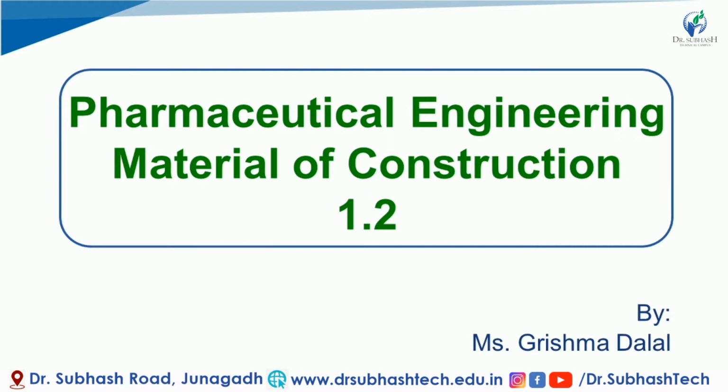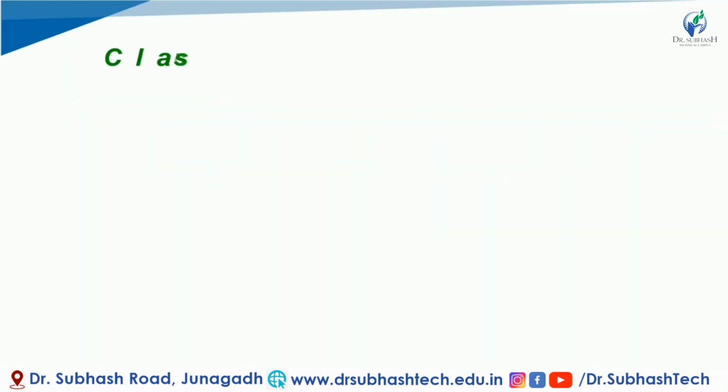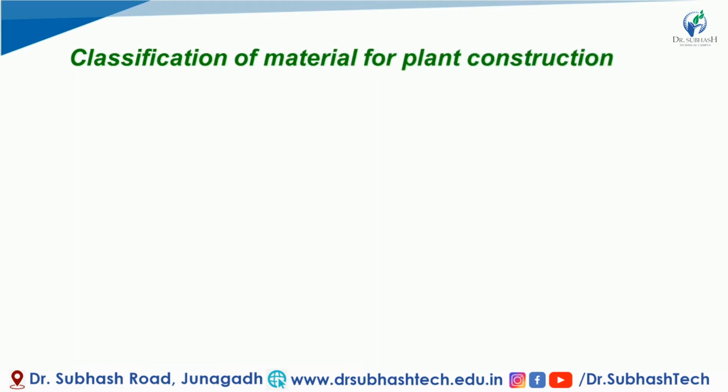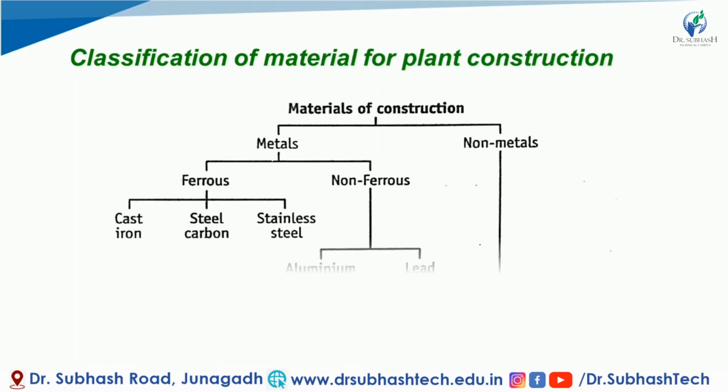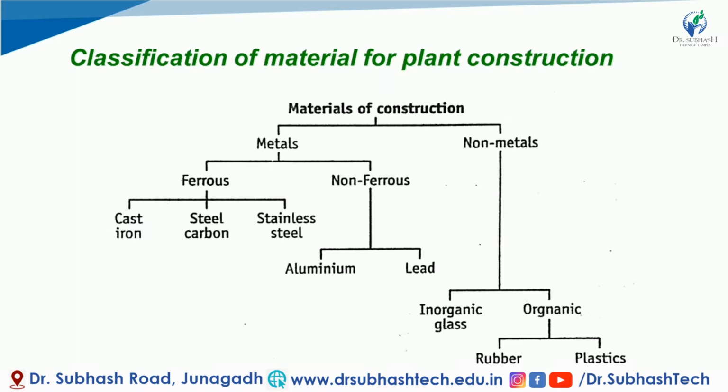Today we are going to continue our last portion, that is material of plant construction. That was 1.1. This is 1.2. This is the continuation of the last section. In this, we are going to see the classification of material of plant construction in detail, which we had seen in the last video, but in this video, we are going to continue in a little bit more detail.